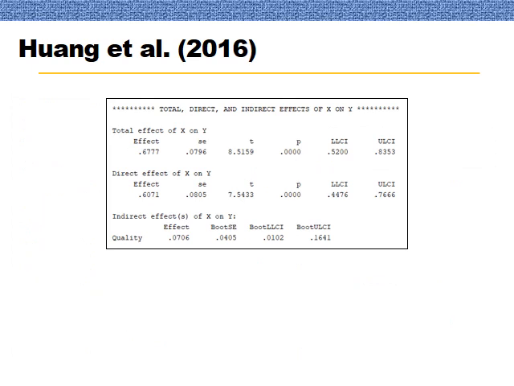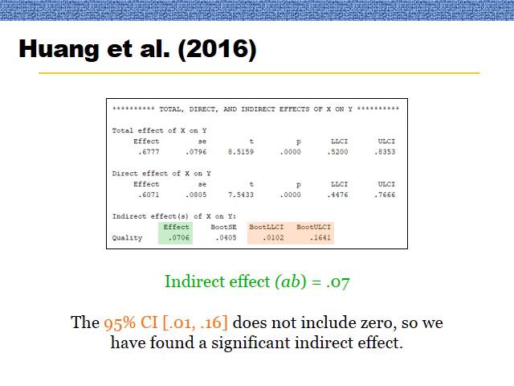Our indirect effect here, which again is equal to A times B, comes out to 0.07. And our confidence interval, because both numbers are positive, does not include 0, tells us that the indirect effect was significant. So we may be tempted to conclude here that sleep quality explains the relationship between neuroticism and depression. People who are more neurotic don't sleep as well, and people who don't sleep as well tend to be more depressed.